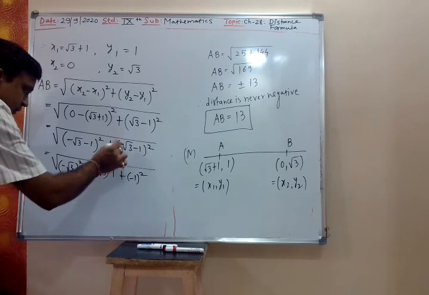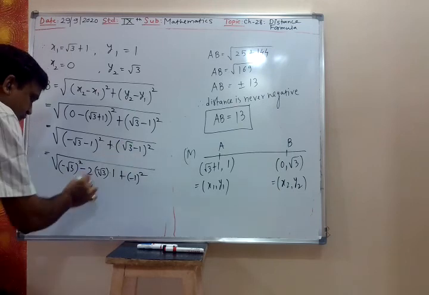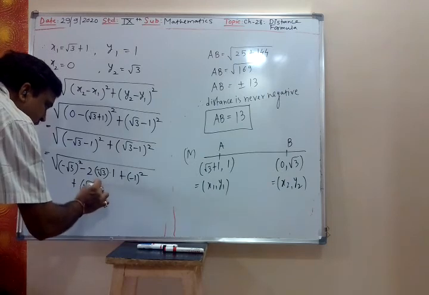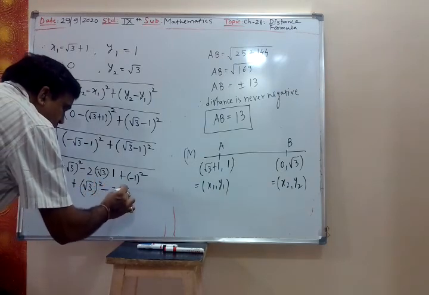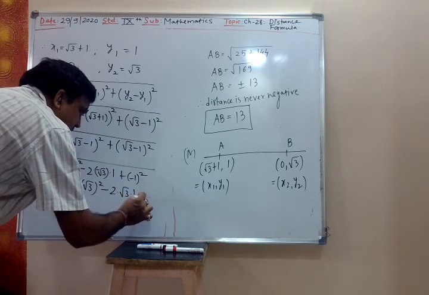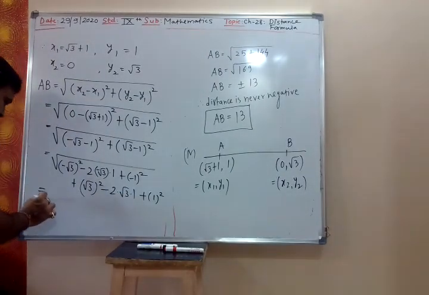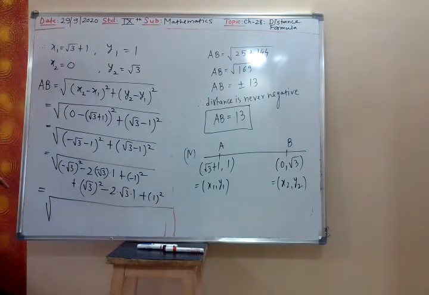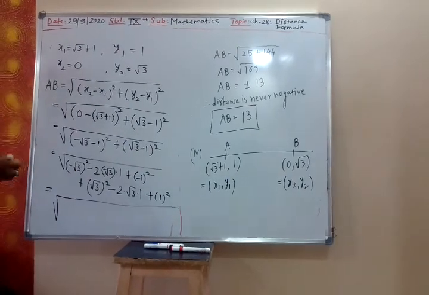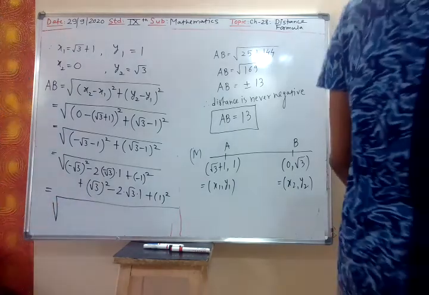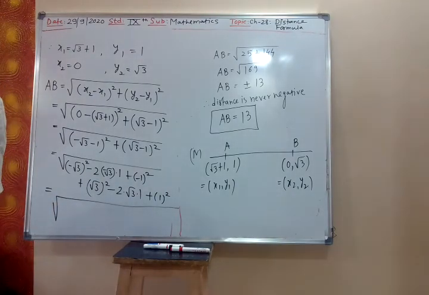Plus root 3 square minus 2 into root 3 into 1 plus 1 square. So simplify this, that is square root of, no problem, you can take x1 minus x2. Minus root 3 square is 3.